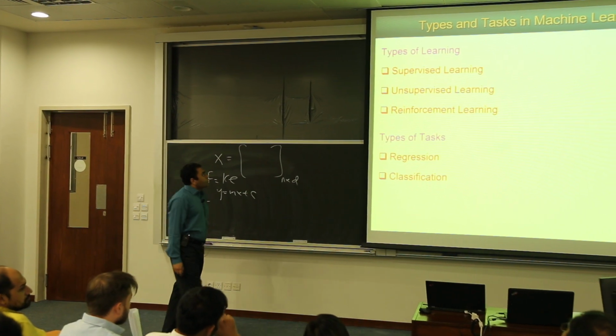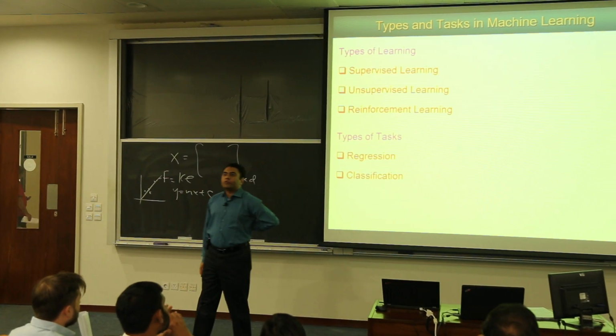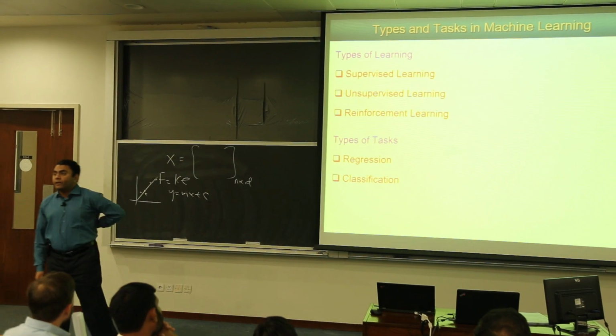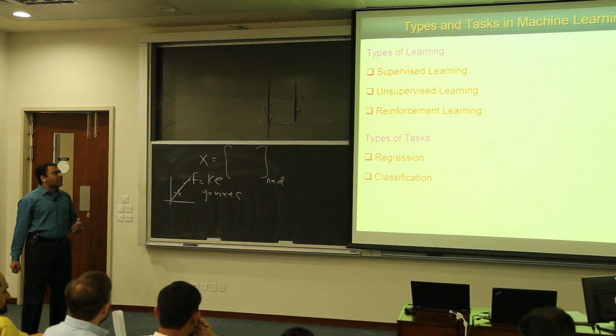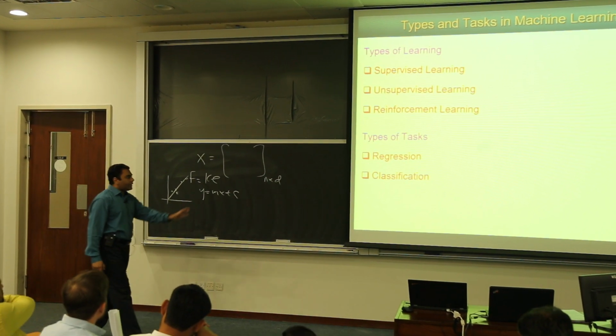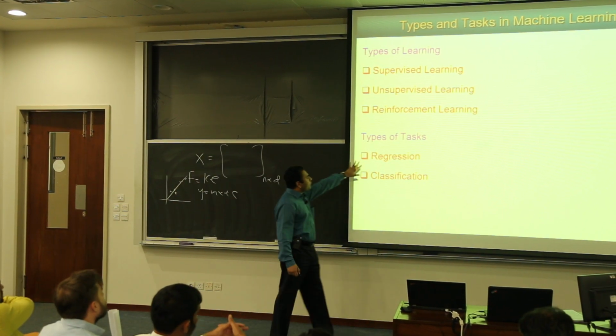All right. So there are different types of learning: supervised learning, unsupervised learning, and reinforcement learning. And these are usually used in 2 tasks. There could be more tasks, but usually we are going to talk about regression and classification, and as we go further, I'll talk about more.